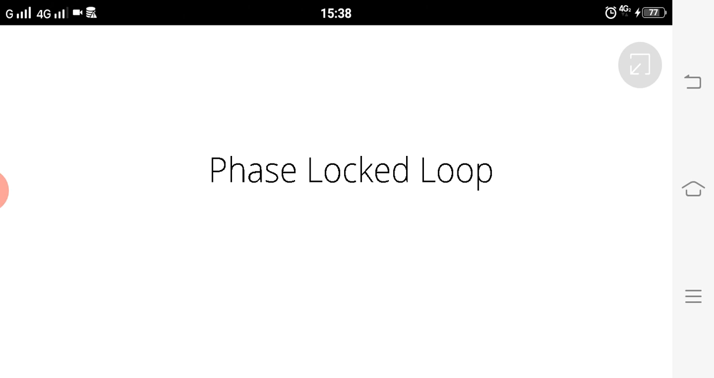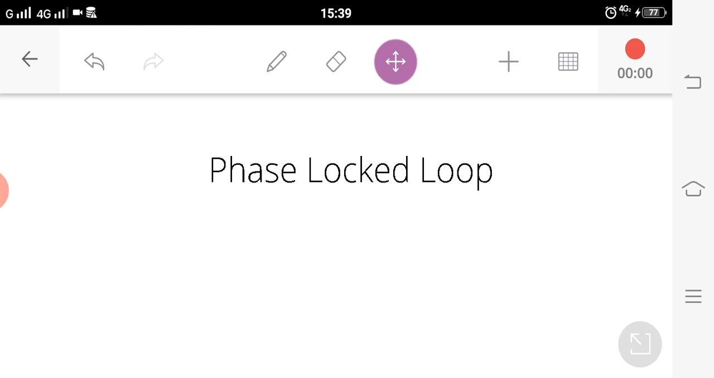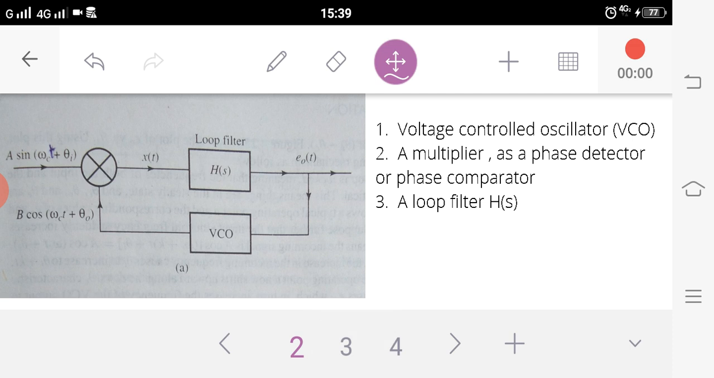Therefore, in this particular unit on FM demodulation, we are going to learn about FM demodulation by using the phase lock loop. First, let's understand a little bit about the phase lock loop, and then later on we will talk about how the PLL is used for FM demodulation.